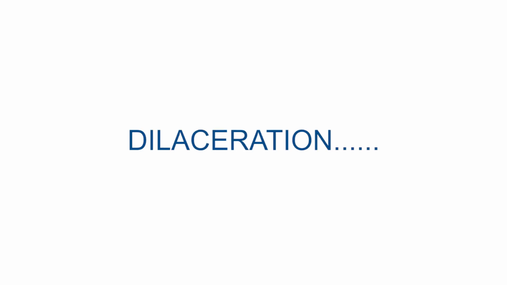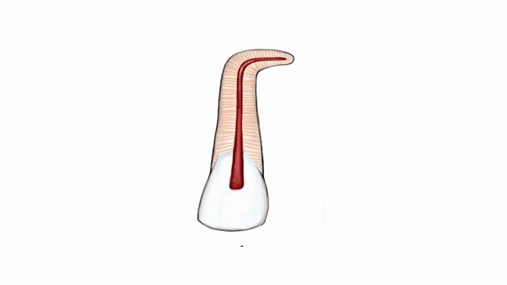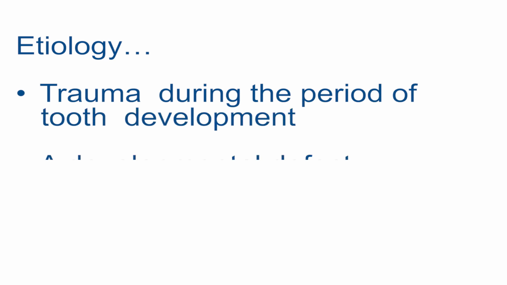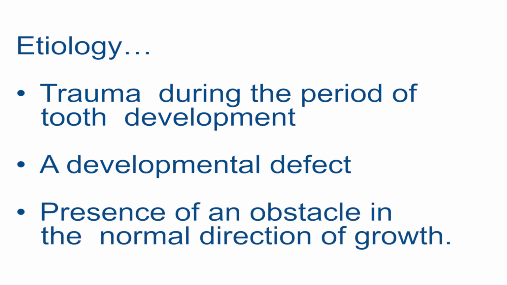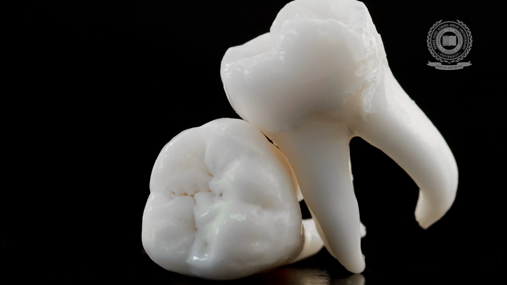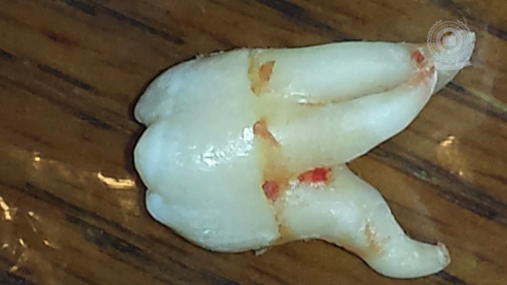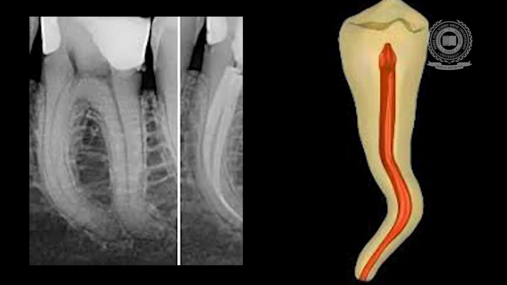Dilaceration is angulation or sharp bend in the root or crown of the formed tooth. Such curve or bend may form if there is some trauma that occurs during the period of tooth development, or this could be a developmental defect, or if there is a presence of an obstacle in the normal direction of growth. Curve or bending may take place anywhere along the length of tooth, maybe in the cervical portion or midway along the root or just at the apex of root. Such curve or bend creates problem during root canal treatment or during extraction.